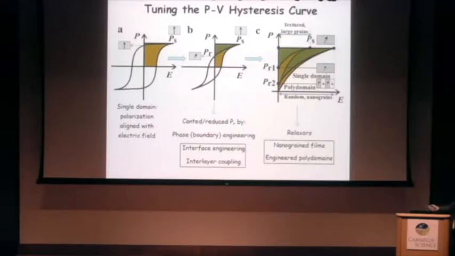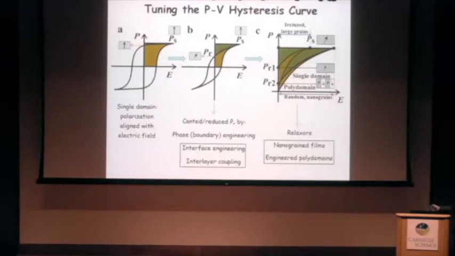But if you look at this area, the green area, which means you go up to PS and go back, the green area is the part of the energy that you can recycle. The yellow area within the loop is all loss. So that's from the dielectric capacitor point of view.